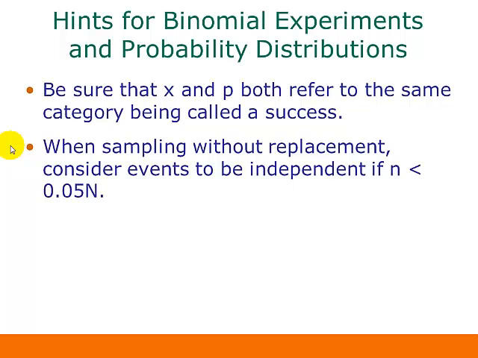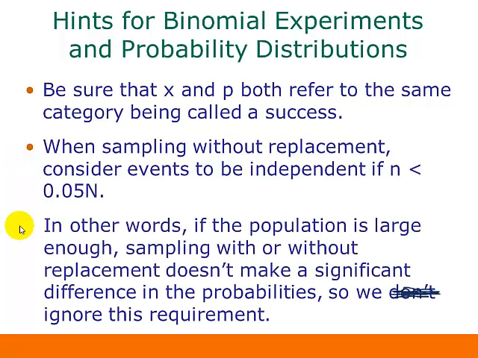Also, when we're sampling without replacement, we consider events to be independent if N is less than 0.05 times capital N, which is the population size. In other words, if the population is large enough, sampling with or without replacement doesn't make a significant difference in the probabilities, so we ignore this requirement.